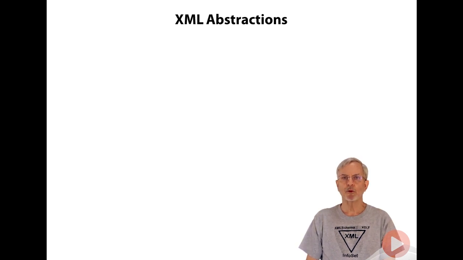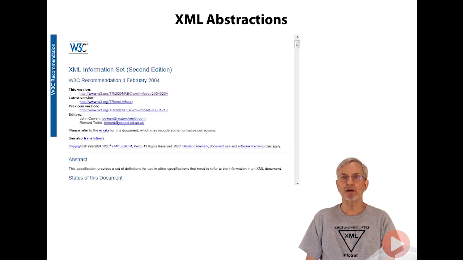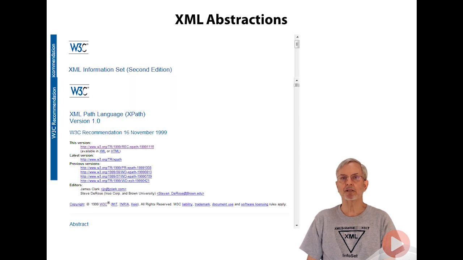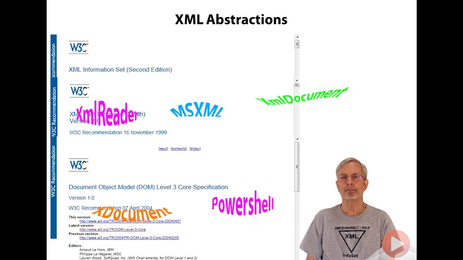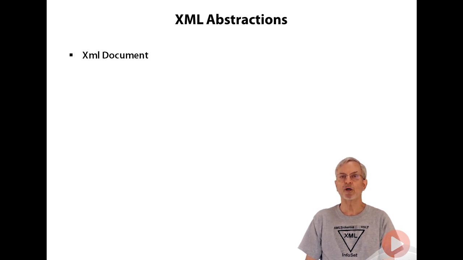You really want to work with some kind of abstraction of XML. For example, there's the Information Set recommendation published by the W3C. There's a data model in the XPath recommendation. And if you've worked with HTML, you've probably worked with the DOM core, but that applies to XML too. And for all practical purposes, every API you work with has its own abstraction of XML. Well, we're not going to work with any of those abstractions either. We're going to work with the one that's defined in the XML recommendation.